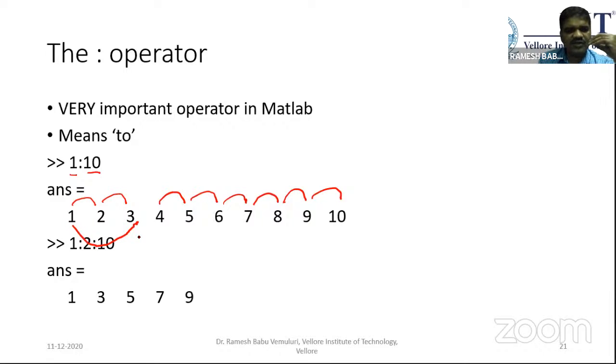Then 3 will go to 5, then 5 to 7, then 7 to 9. Then 10 is the maximum limit, but it won't take the 10. That's how we can give the number of steps.